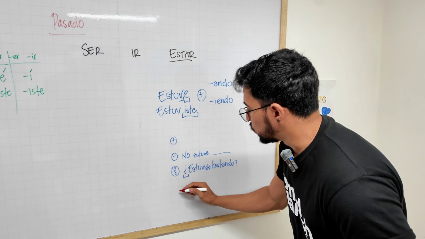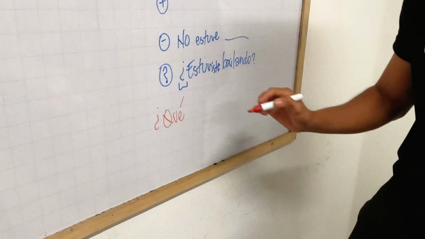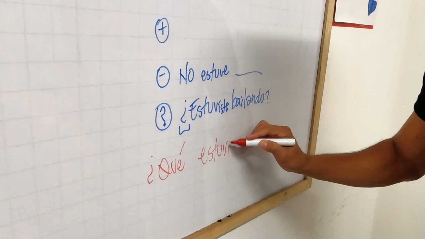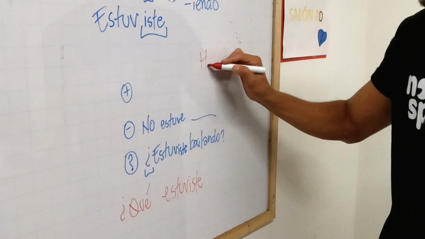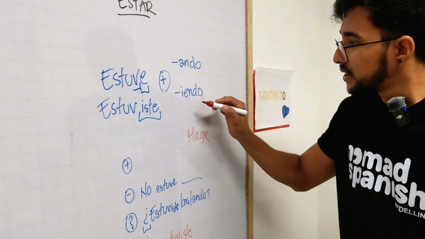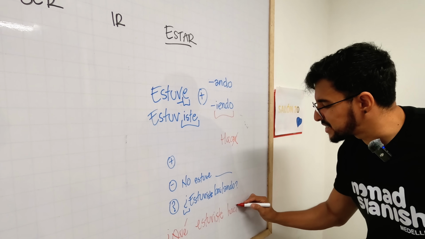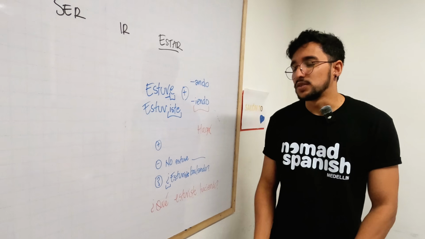So how do you say, what were you doing? You already know how to say what. ¿Qué? Remember your opening question mark? Were you? It's the same word. Estuviste. ¿Qué estuviste? And then how do you say doing? The verb is hacer. You remove the ending and you put the ending for ER verbs. ¿Qué estuviste haciendo?